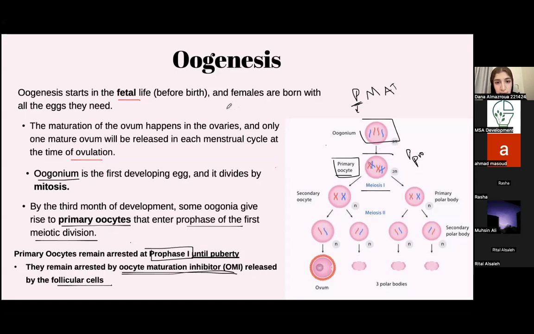The oogonium is haploid, right? No, it's not haploid, it's a diploid cell. Okay, I'll explain a concept. We have what is known as primordial germ cells. These primordial germ cells are diploid cells that can differentiate to either an oogonium or a spermatogonium. So initially the oogonium is a diploid cell, not haploid. But after meiosis, the ovum would end up being haploid. That's why it's undergoing meiosis, to reduce the number of chromosomes.